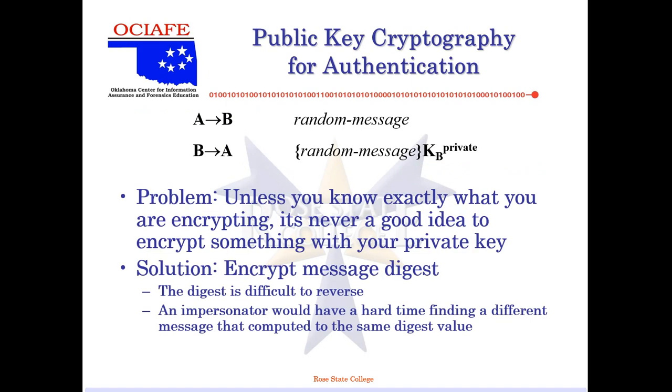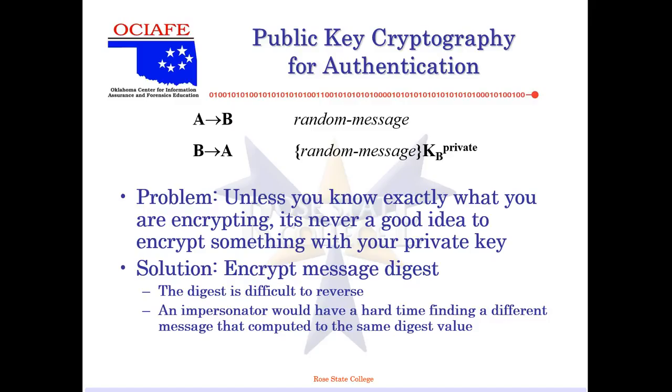So here's kind of a way for it to happen. Public key cryptography for authentication. A random message that you're sending from A to B. Well, unless you know exactly what you're encrypting, it's never a good idea to encrypt something with your private key. It's pretty simple. If you don't know what you're going to do with it, then don't do it. Encrypt. The solution, we used message digests, or MD hashes.